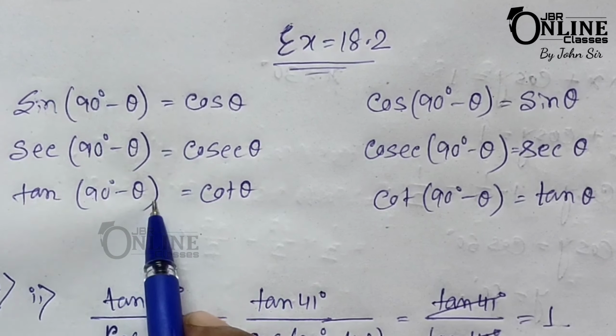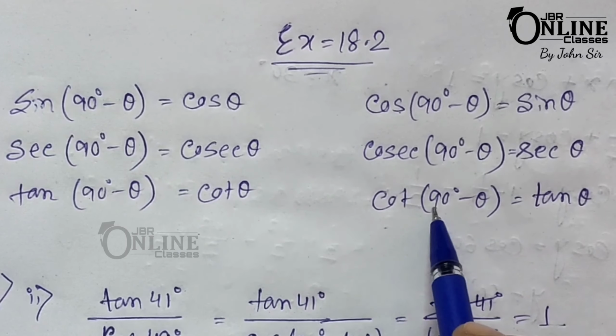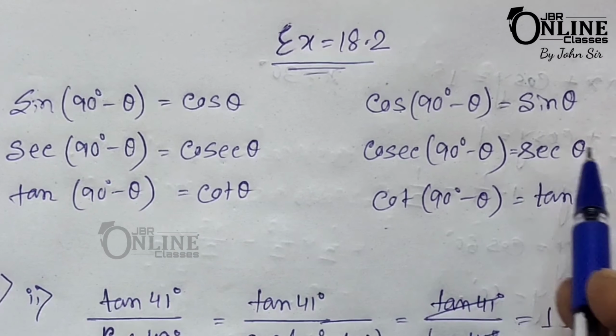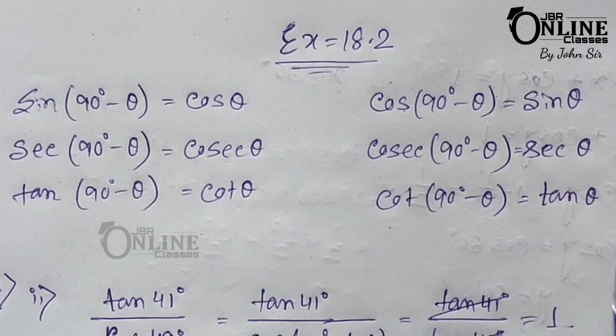tan(90° − θ) equals cot θ, and cot(90° − θ) equals tan θ. Here theta is an arbitrary angle. That means there is no fixed value for theta.